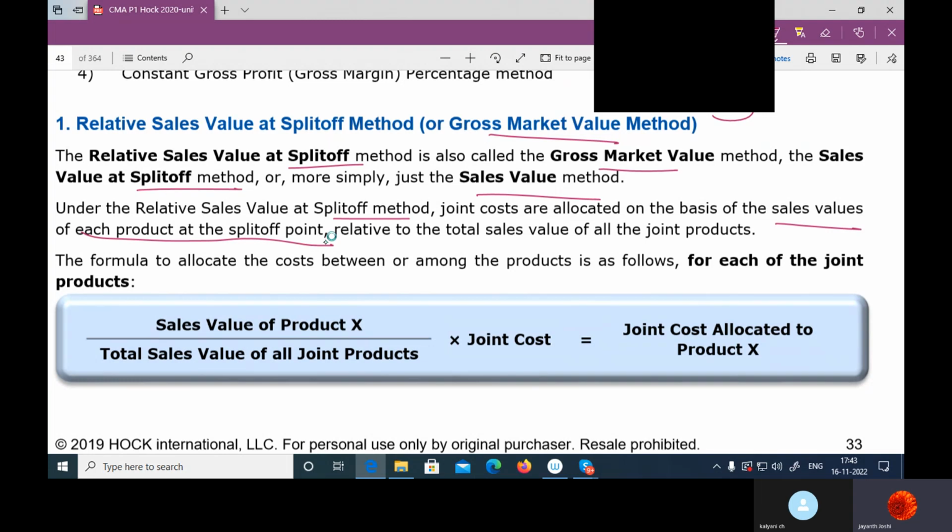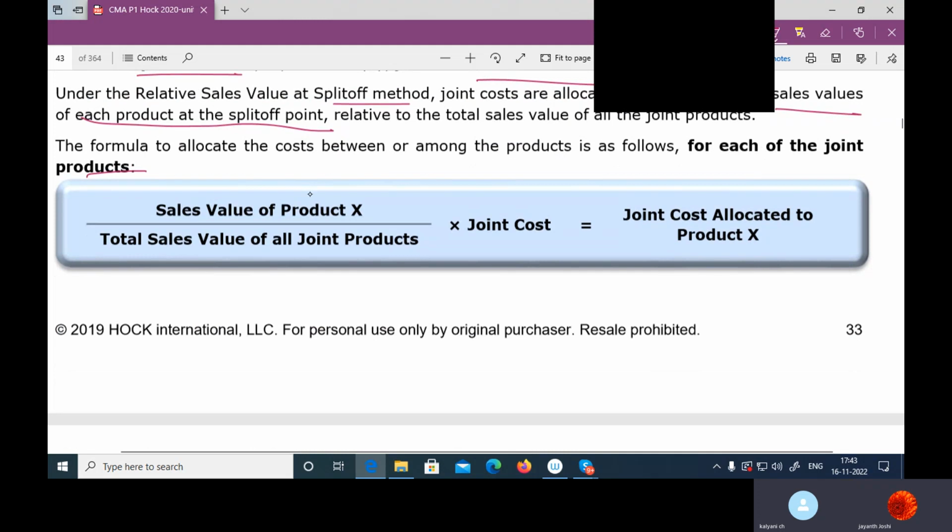Crude oil was the raw material. Process one has given two products where the two products got split. At that point, if we want to sell it, what is the value at which we can sell that in the market, or what people are ready to offer us, correct? So the formula to allocate cost among the joint products is: sales value of product X by total sales value of all joint products.